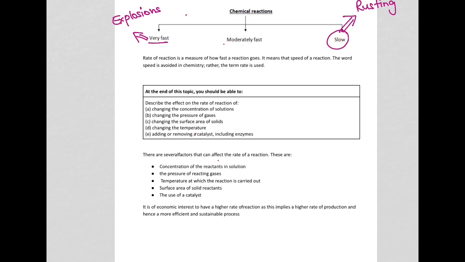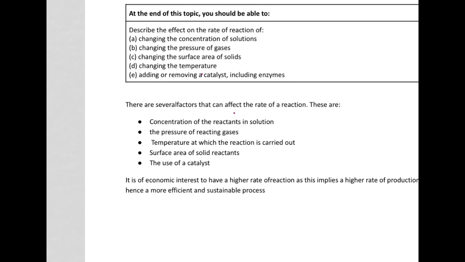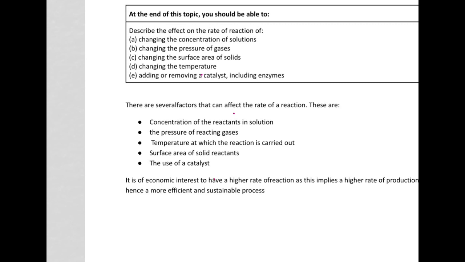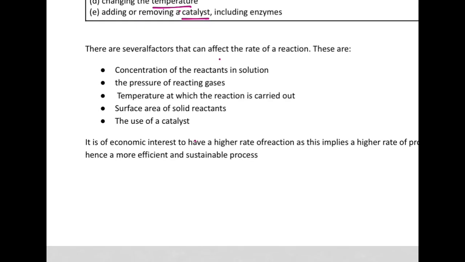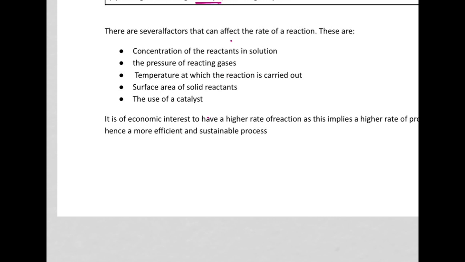So instead of using the word speed, we're going to use the word rate. Now, you should be able to describe the effect of concentration, pressure, surface area, temperature, and catalyst on rate of reactions. So let's see. There are several factors that affect the rate of a reaction, the speed of a reaction. These are the 5 factors, right?